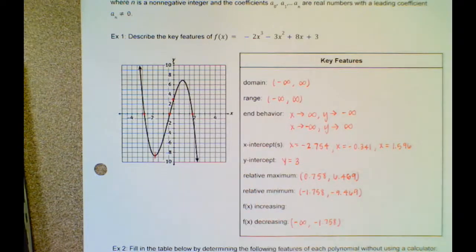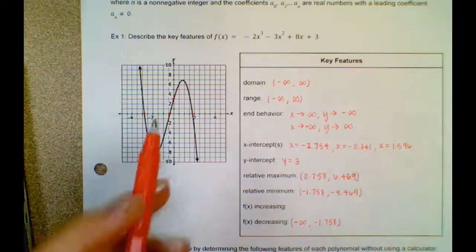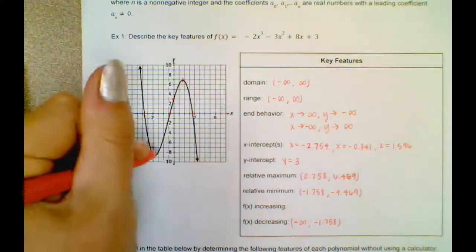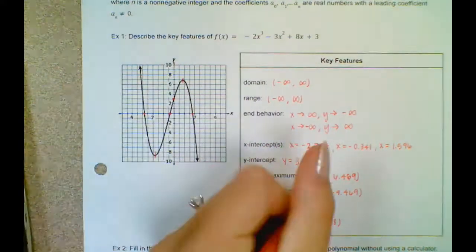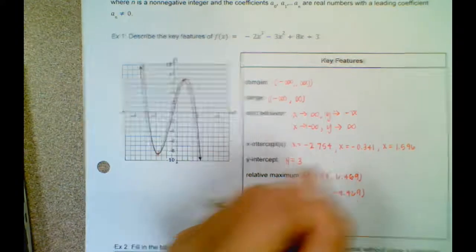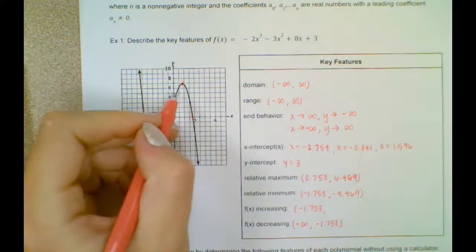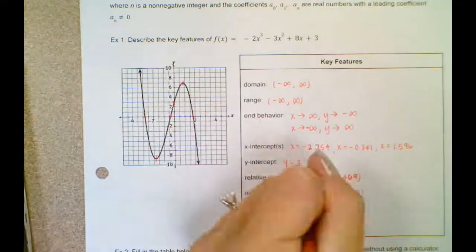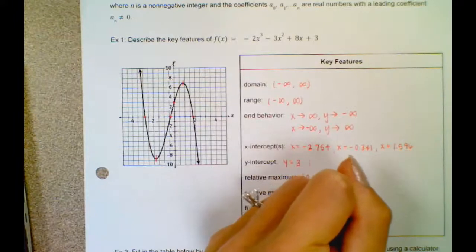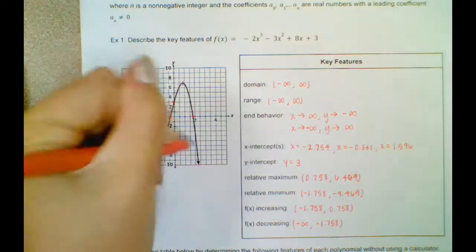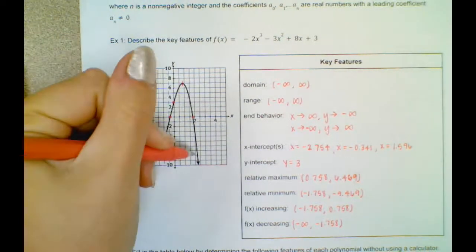Okay, and then let's see, from here all the way to the maximum, the function is increasing. So from negative 1.758, the x value of the min, all the way to the x value of the max, the function is increasing. So the x value of the max, 0.758. Alrighty. And then from here all the way off to the right, the function's decreasing again.